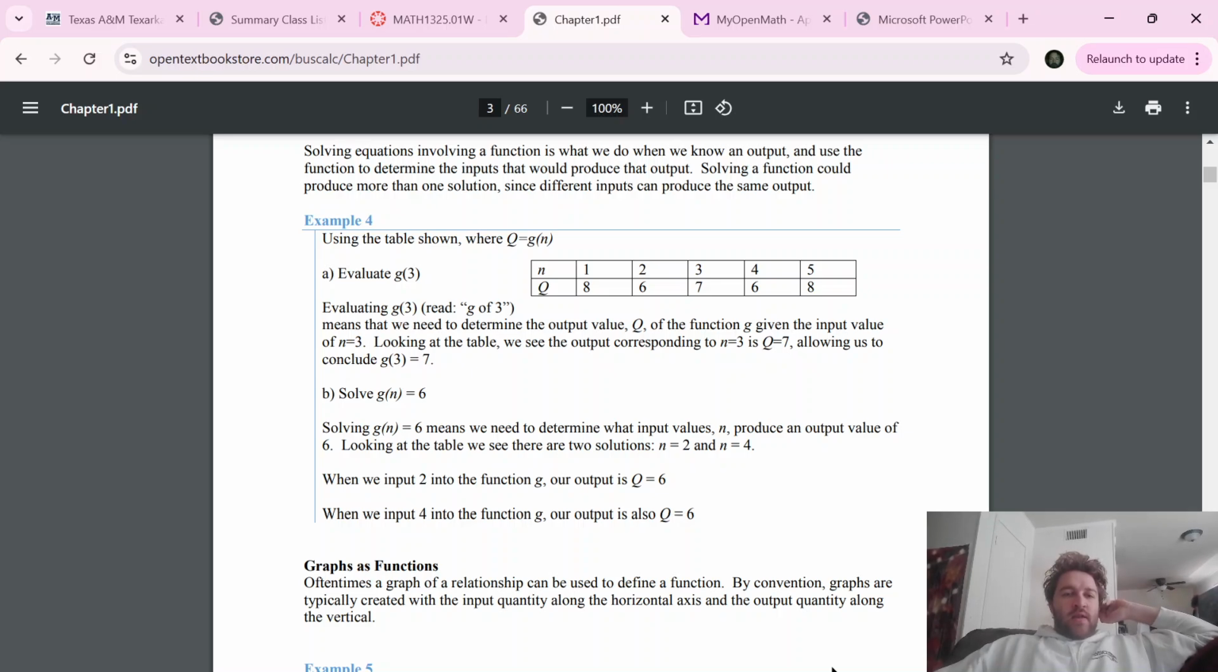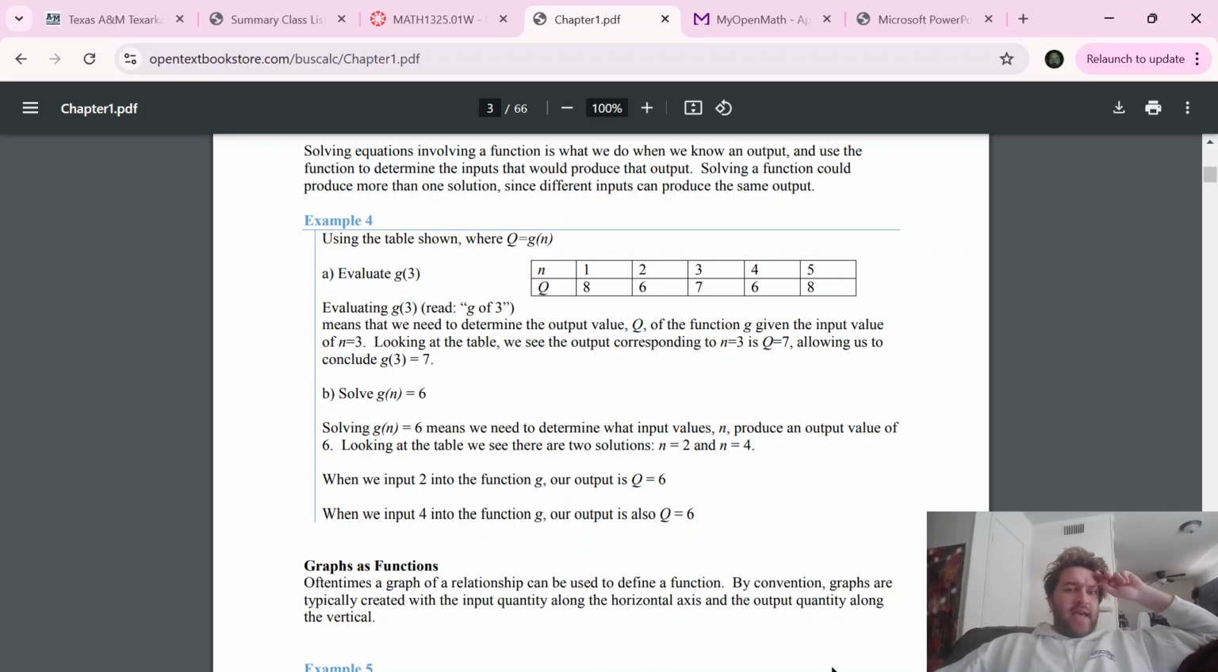Now, the way that we can use function notation well is this is going to tell us what number we're using as our input. So g of 3 means find where the input is 3 and then read what the output is. So reading g of 3, we're going to look where n is equal to 3 because it's telling us to plug in 3 for n. You notice that the only difference between the rule at the top, q equals g of n, and g of 3 is that the n has been substituted with 3. So on the n row, we're going to go to number 3, and we're going to look at the output. Output is 7.